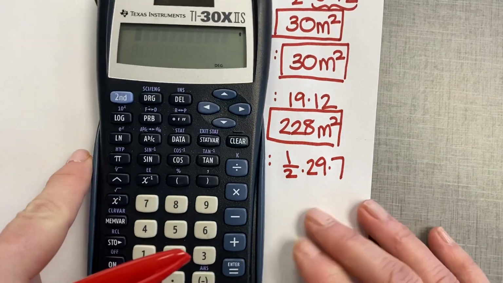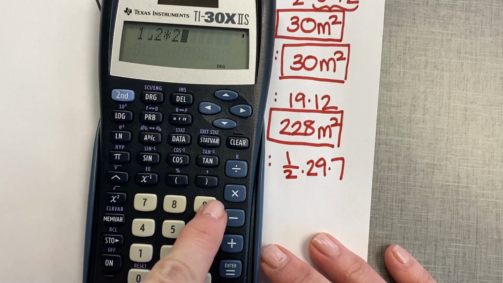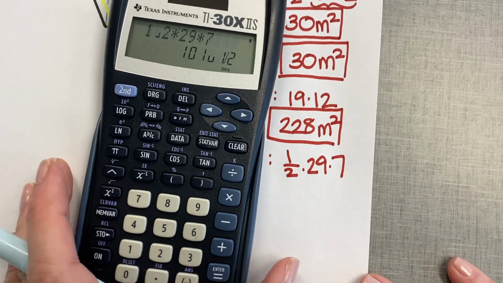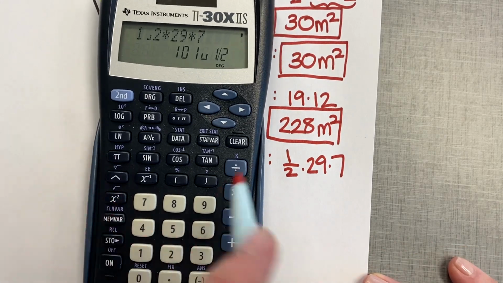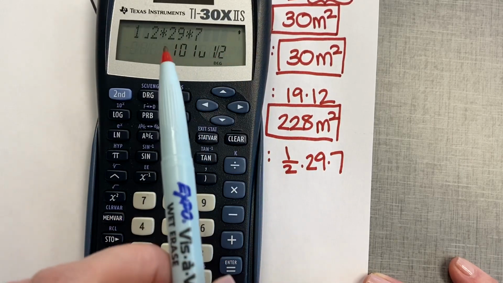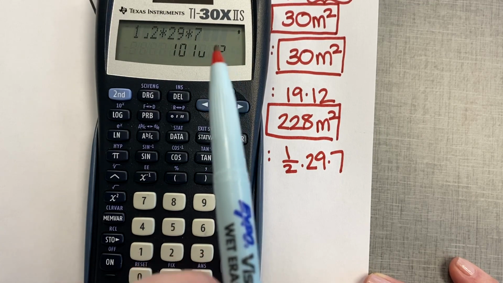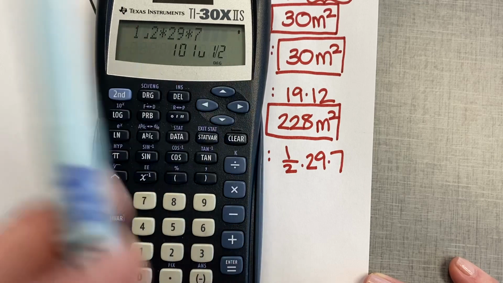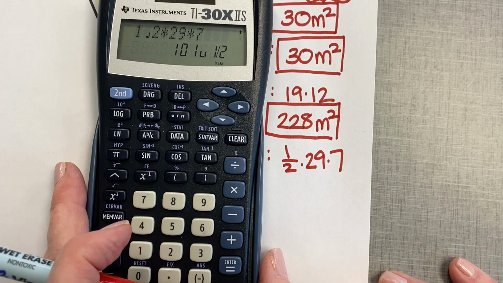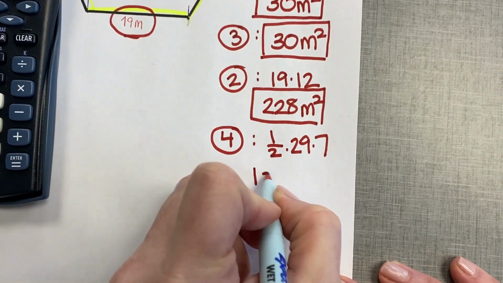So I've got 1/2 times 29 times 7. And that is going to give me 101 and 1/2 meters squared. Now look at that. That might be new for us on the calculator. You see the 101, and then this almost looks like a little letter U, and then you see the 1/2. That's a mixed number. That's the way the TI calculator presents a mixed number. So that's 101 and 1/2 meters squared.